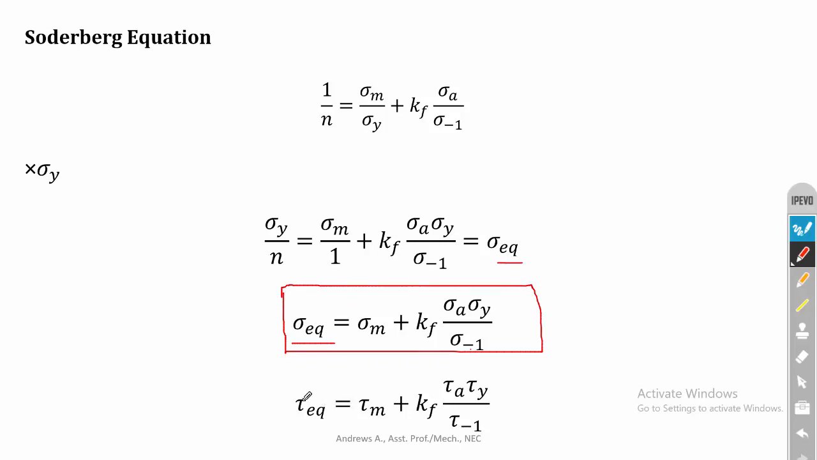In the case of shear stress, tau equivalent is the same, in the place of sigma it is replaced by tau. So tau equivalent is equal to tau m plus Kf tau a tau y divided by tau minus 1. So this is the equivalent stress equation for torsional shear stress.